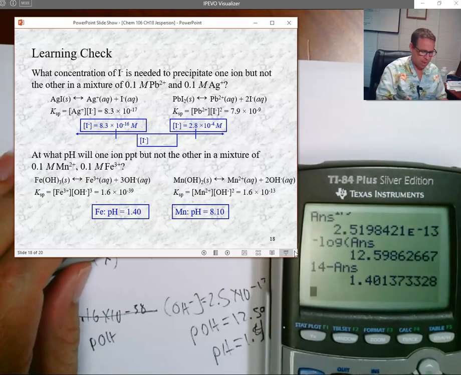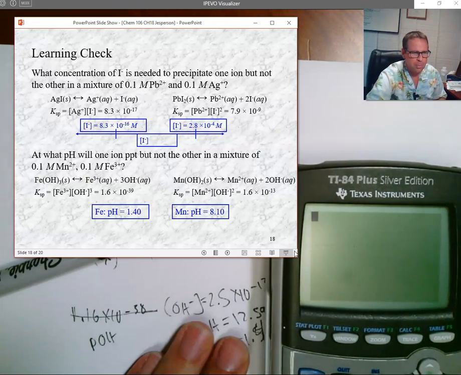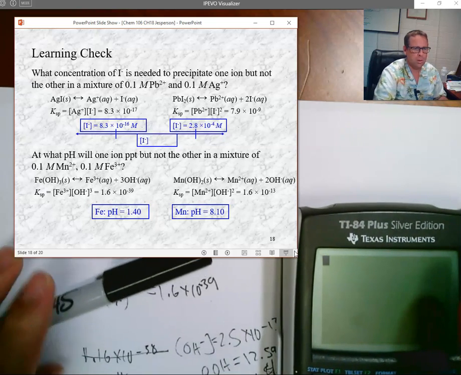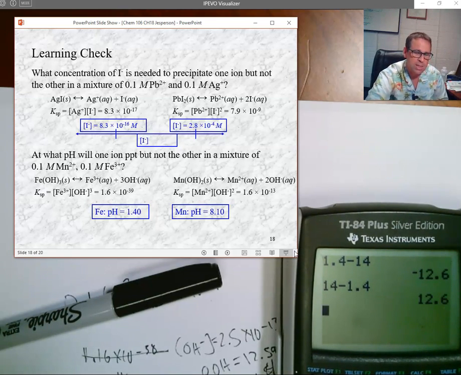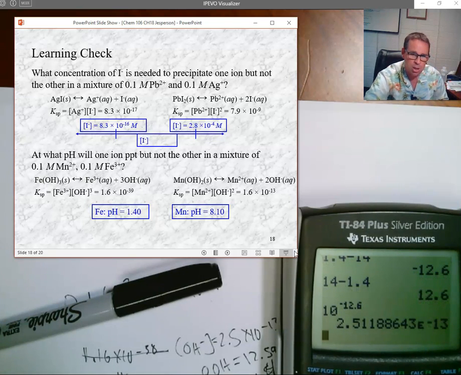So if I have pH 1.4, then 14 minus 1.4 is 12.6, which is my pOH. And then if I take 10 to the negative 12.6, that'll give me my hydroxide ion concentration. So at pH 1.4, my hydroxide concentration is 2.5 times 10 to the minus 13.